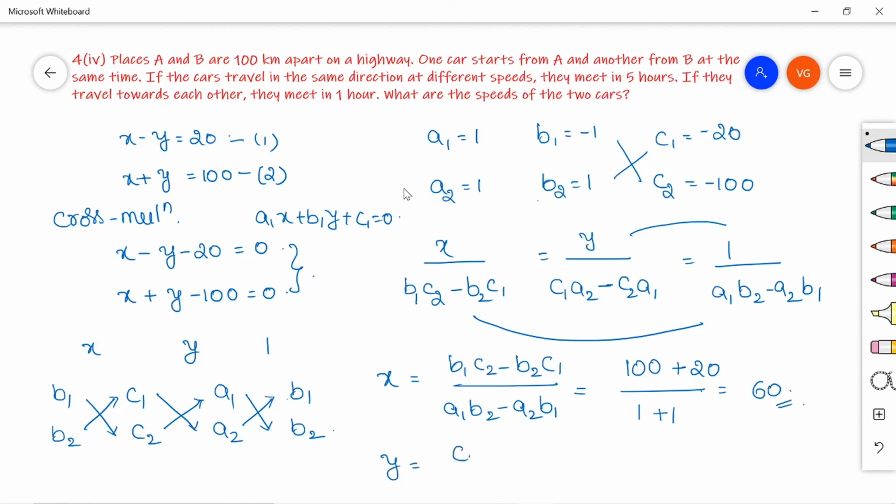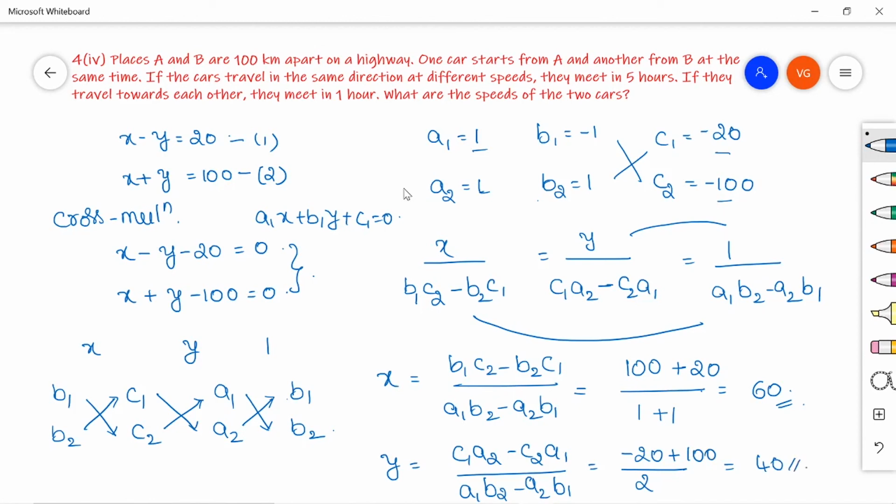y will be c1a2 minus c2a1 divided by a1b2 minus a2b1, right? So I know the denominator is the same, 2 only, that I'll write now. c1 and a2, minus 20, right? Then minus 100 and 100, so that is minus 100, so plus 100. 80 divided by 2, that is 40, right?